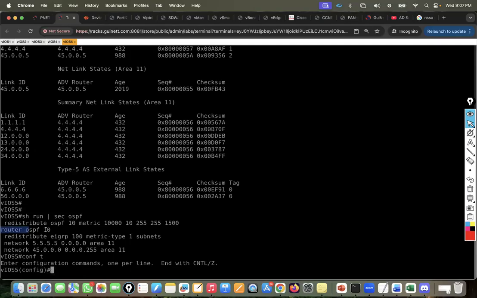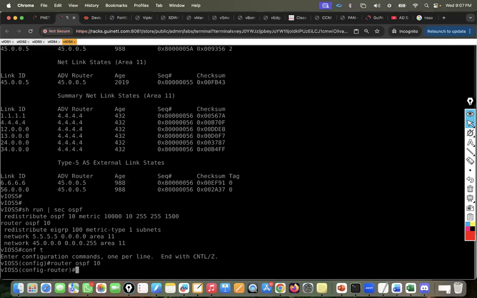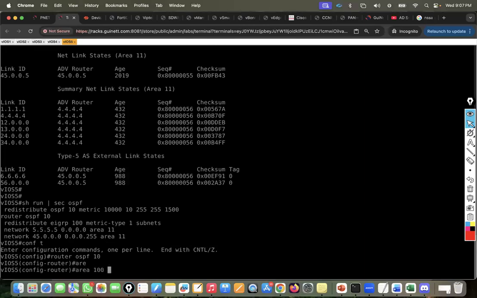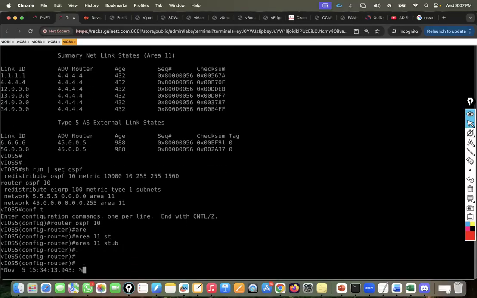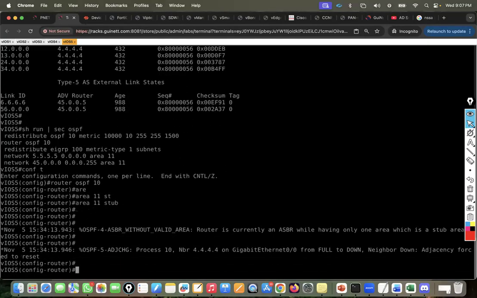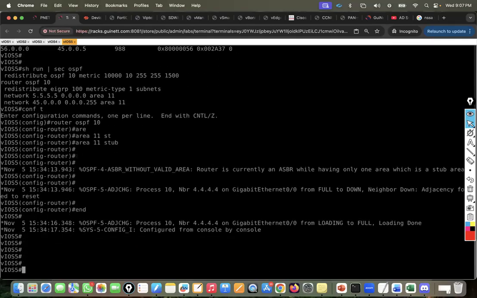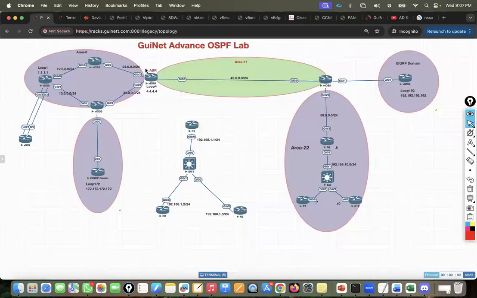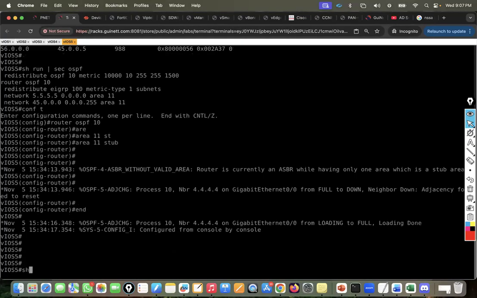The role of the router has been changed now, right? So I will go here and again make area 11 a stub. Then it is going to come up again. See, it means all the routers in that area should be stub. Whatever area you configure, all routers should have the same area type. So now you can see I again have the OSPF neighborship.